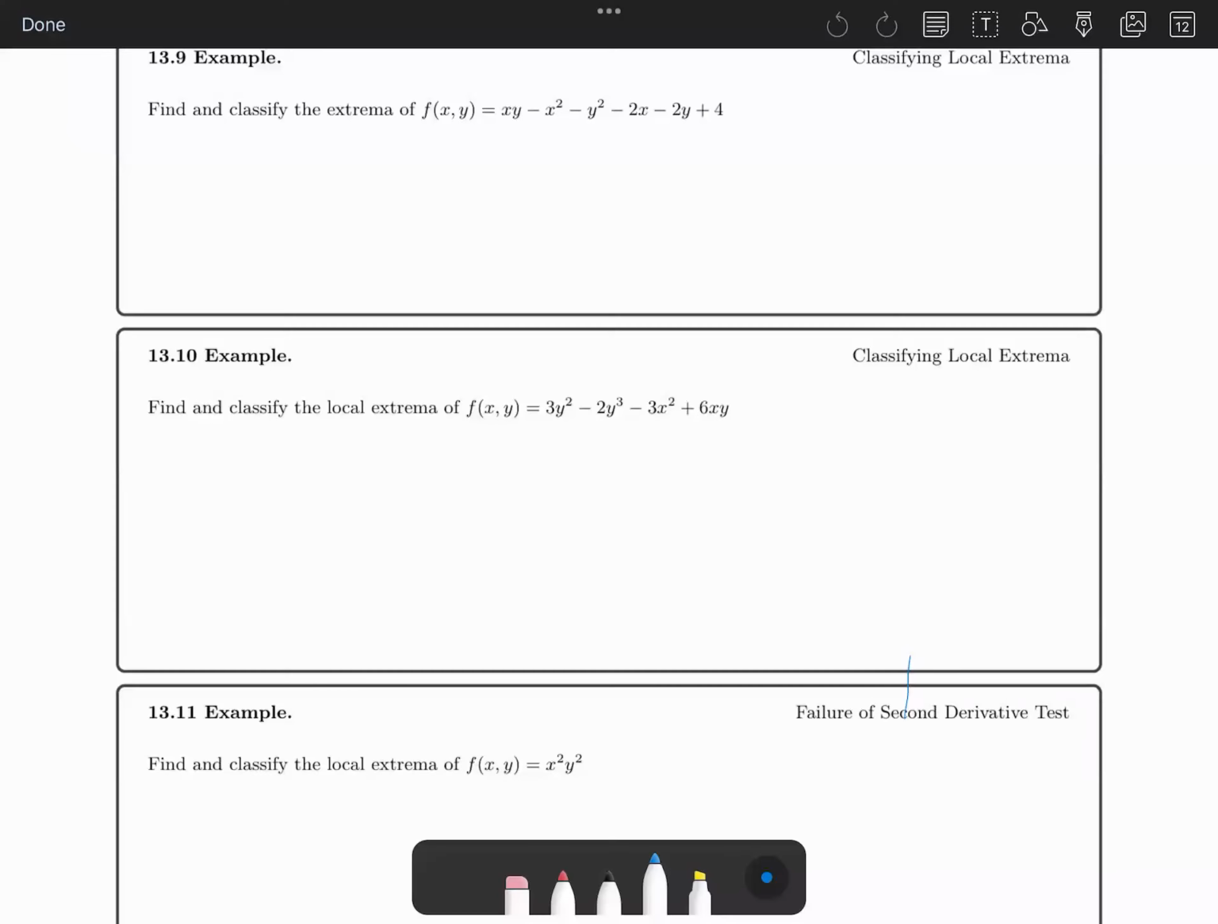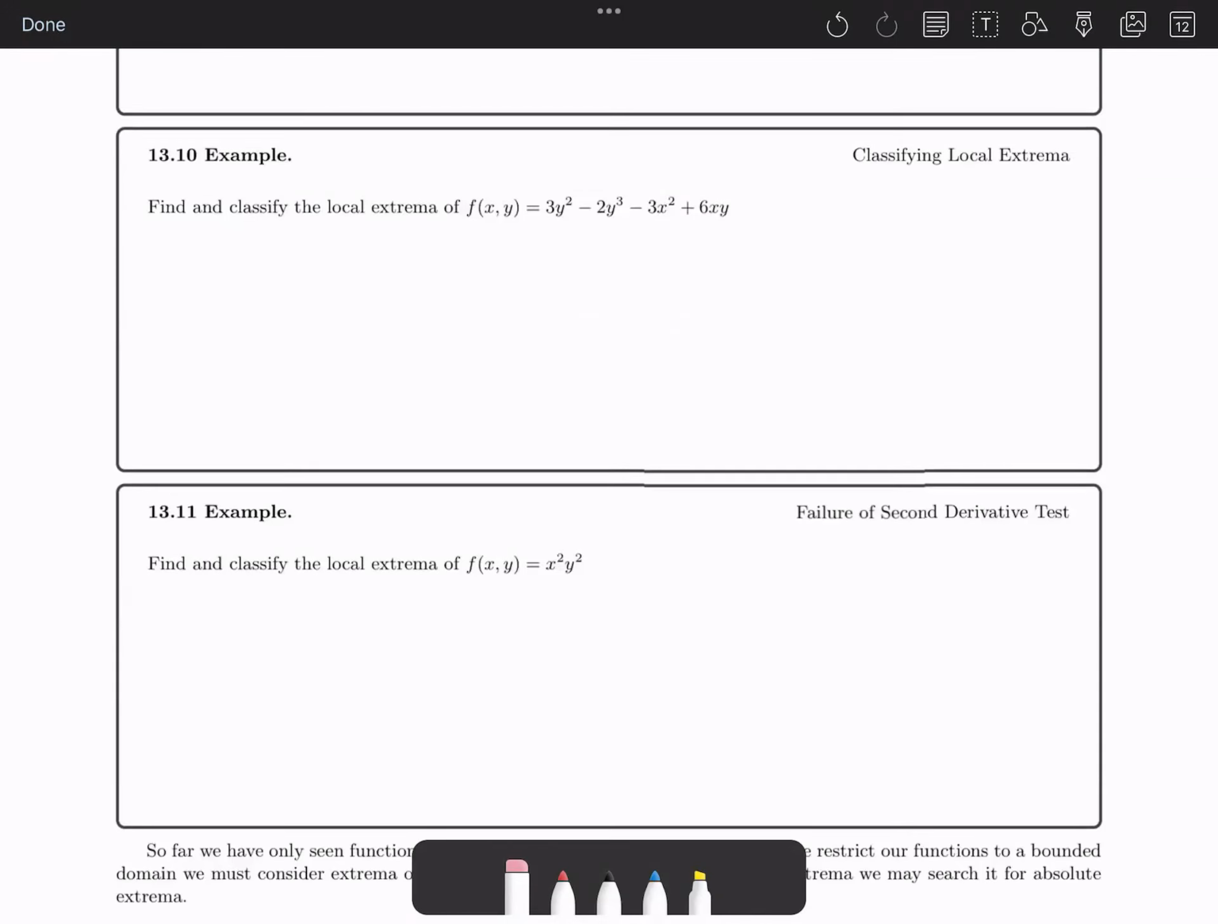All right, let's work on this problem. Example 13.10. We are trying to find the local extrema of this function. Now the domain of this function is all real numbers, so there is no boundary, and the partial derivatives are going to be nice and smooth.